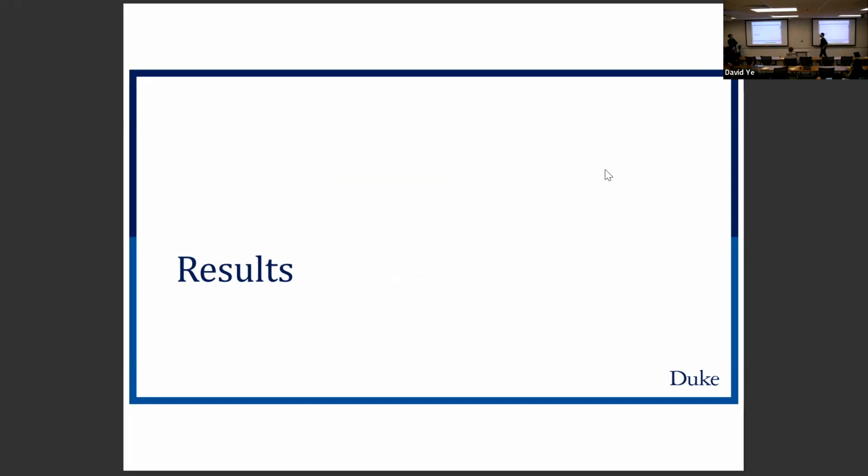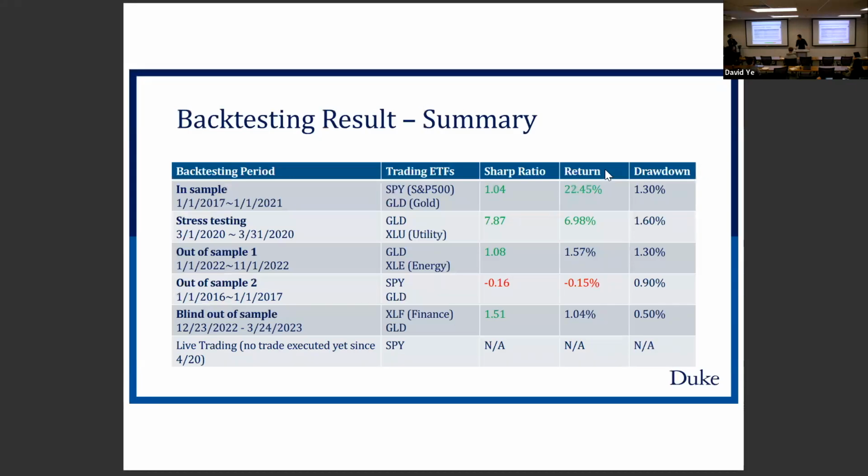Okay, so in these sections, we are going to look at some numbers. This is basically our summary of our backtesting. Later, we'll introduce each period one by one. And regarding the trading ETFs, key principles like Nancy just mentioned, we only trade the first two ETFs that have the smallest bid-ask spread. That is very important for our option trading.